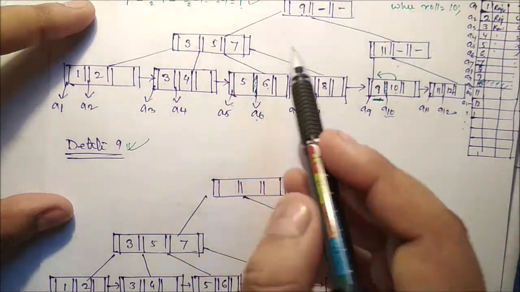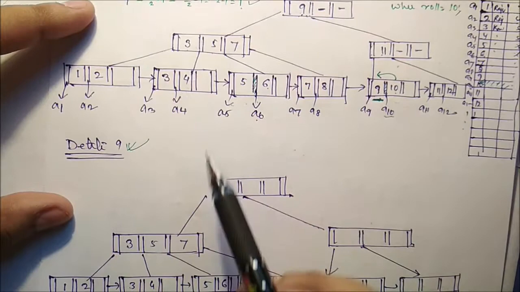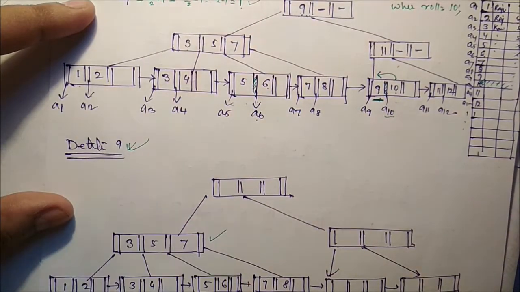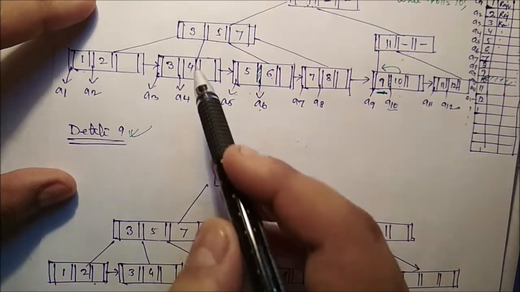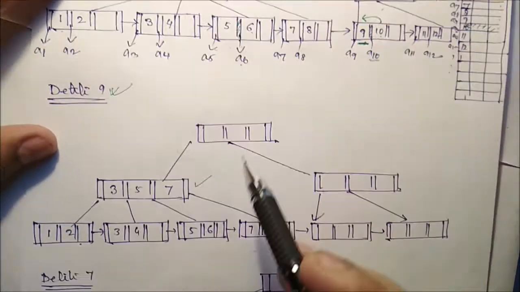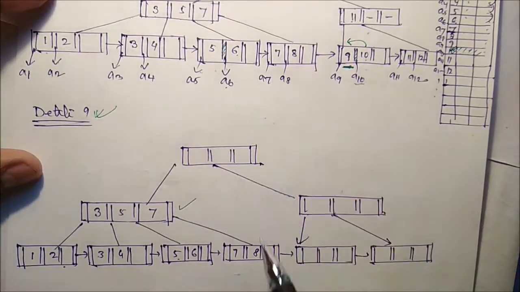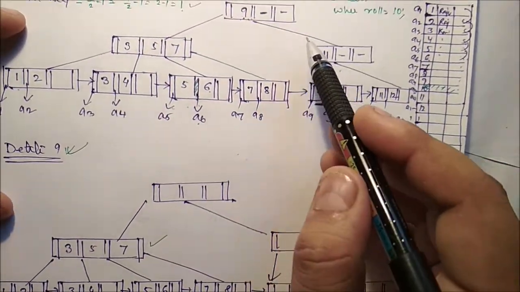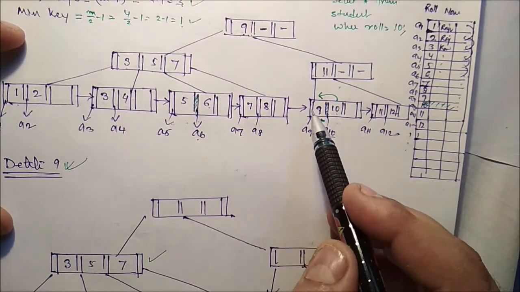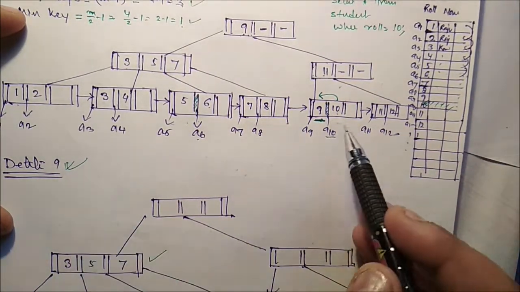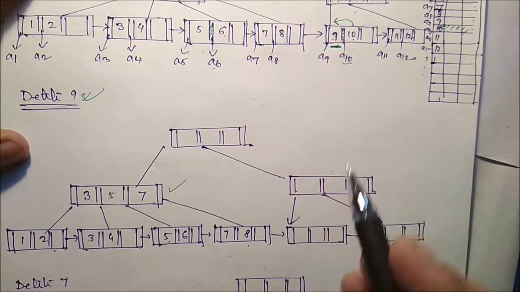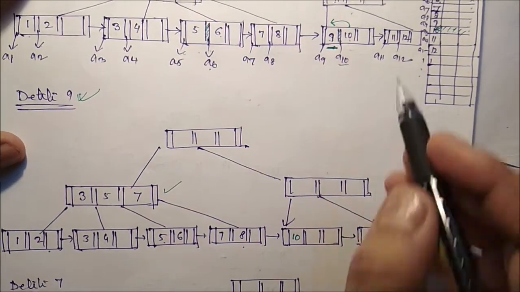So first of all, you just see the remaining part. So 3, 5, 7 is there. 1, 2 is our 1, 2. 3, 4 is our 3, 4. 5, 6 is our 5, 6. 7, 8 is our 7, 8. Now here you just concentrate on this particular part. We want to delete 9 here. If we have to delete 9 here, you have to shift 10 here. You have to shift 10 here. The remaining part is what?